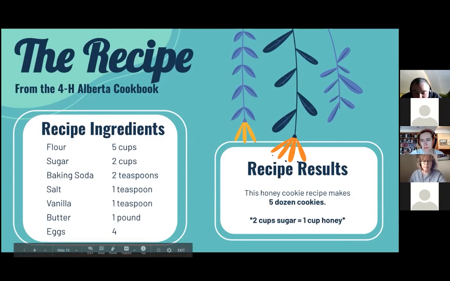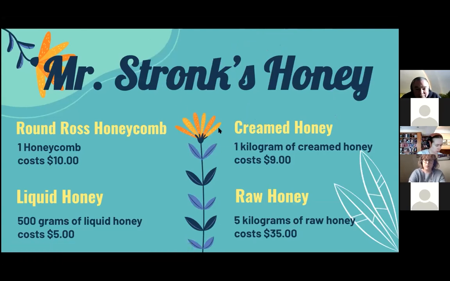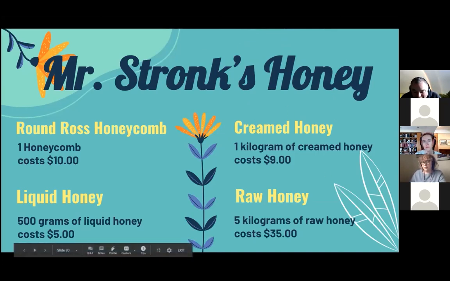Okay, now let's take a quick look at the different ones here. We have the round Ross honeycomb. It is $10. We have the liquid honey for $5 for 500 grams, which is half a kilogram. We have creamed honey, which is 1 kilogram, and it costs $9. And the raw honey is 5 kilograms and costs $35.